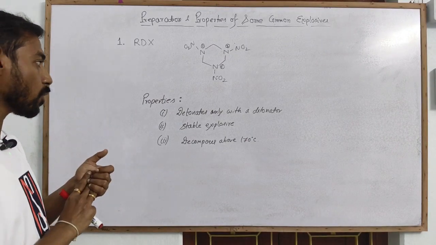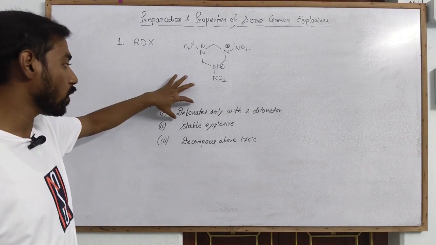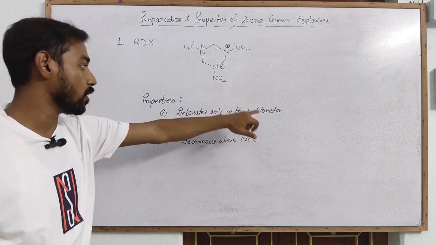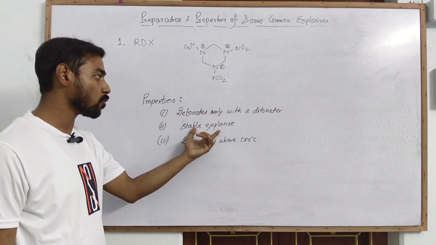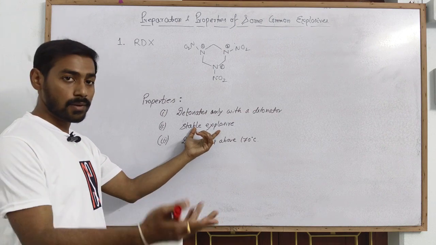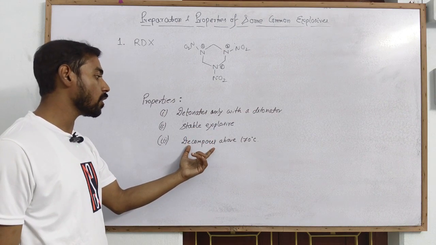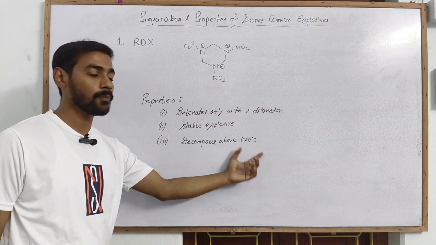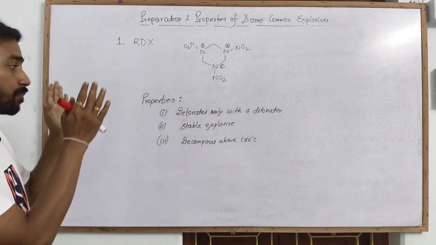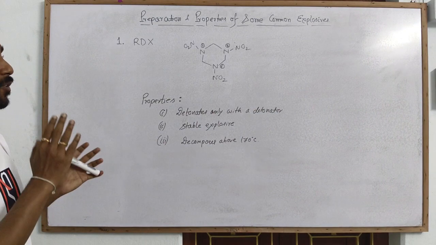So there are three important properties: it will detonate only with a detonator, it is very stable at room temperature, so it is a stable explosive, it will burn rather than explode, and it will start decomposing above 170 degrees centigrade. So this is the overall preparation and properties of RDX.